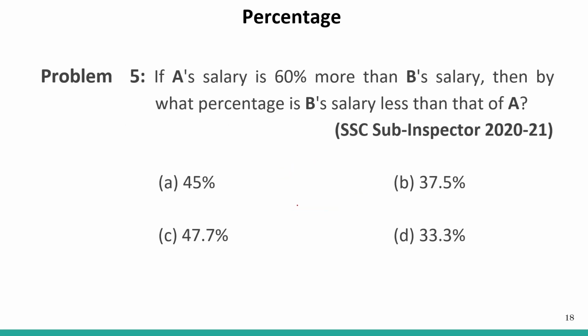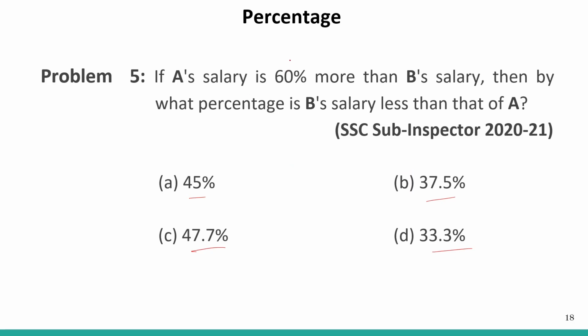So problem number 5. If A's salary is 60% more than B's salary, then by what percentage is B's salary less than A's? So is it 45%, 37.5%, 33.3% or 47.7%? Give it a try. This question has been asked in the SSC Sub Inspector 2020-21 exam.